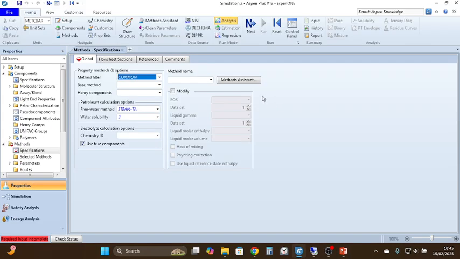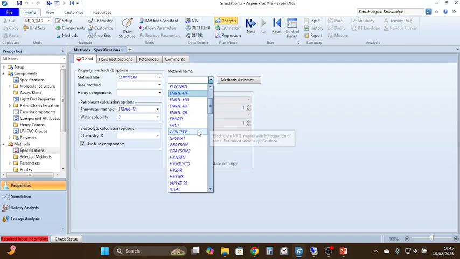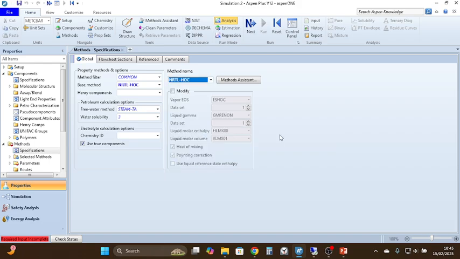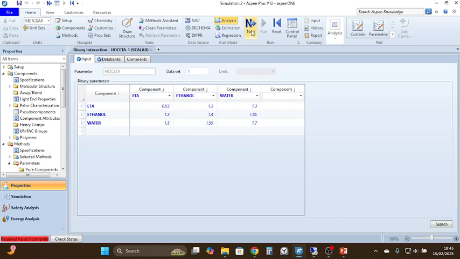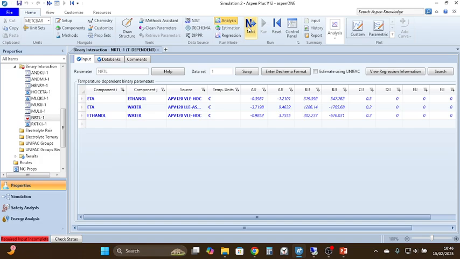The method name that is given to us is NRTL-HOC. Click on next. So these are the interaction parameters for ethanol, ethyl acetate and water. I'm going to click on next again.